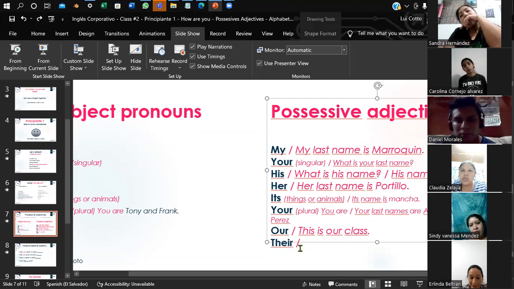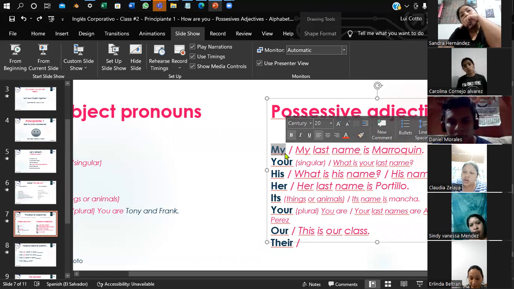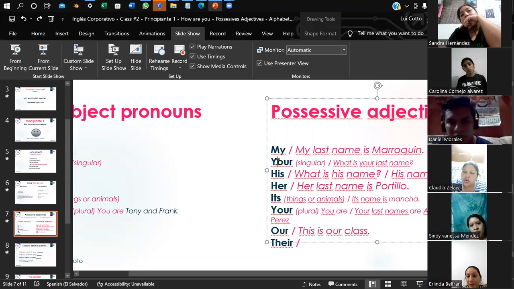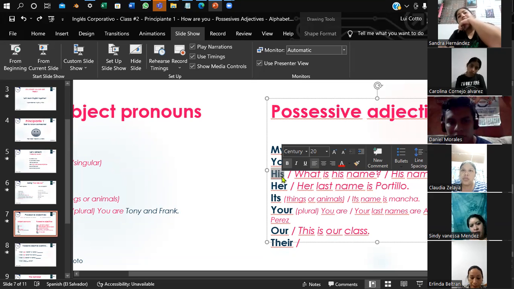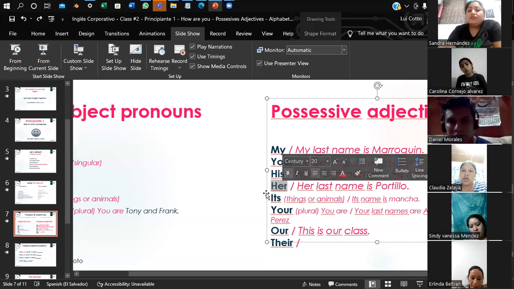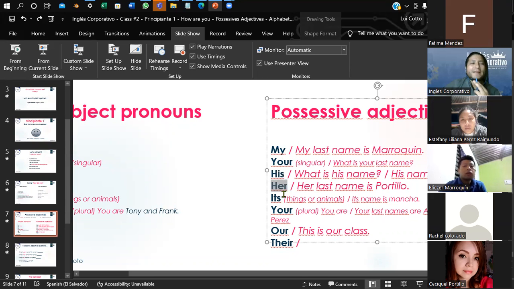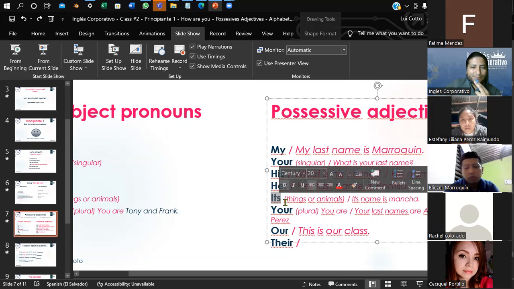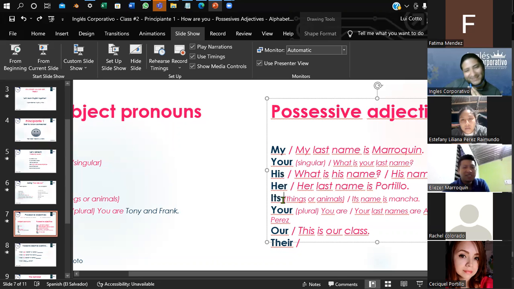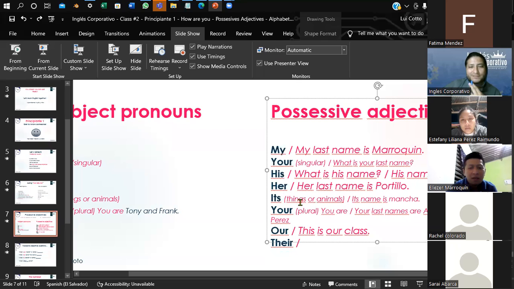And the next one is their. What is the meaning of their? Si mine significa mío o mí. My name is. Your, el suyo. His, what is the meaning? De él, of course. Okay, correct. Her, what is the meaning of her? Ella. Correct. It's, de esa cosa. Referring to animals and things. Animals, mainly. Básicamente o principalmente animals. Okay. Del gato, nombre del gato.